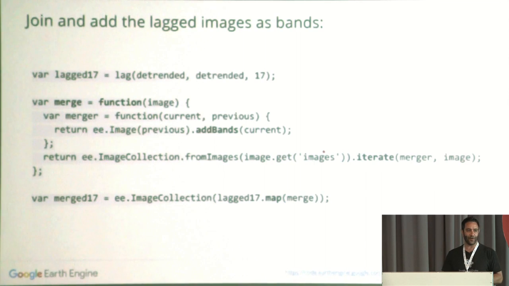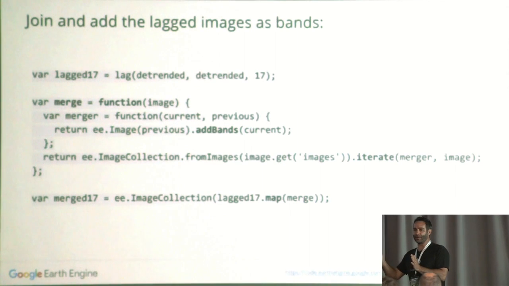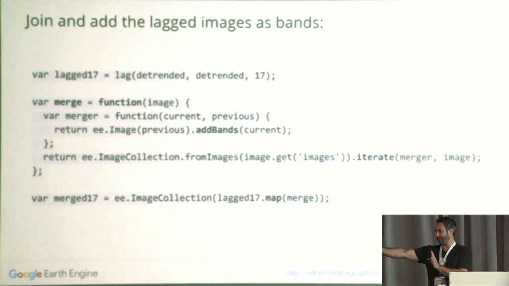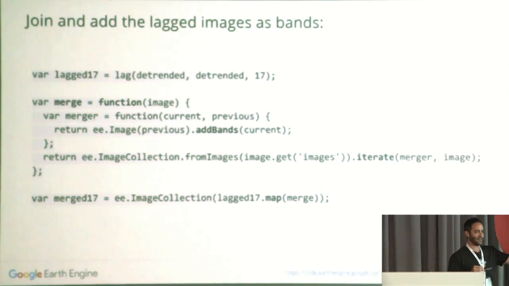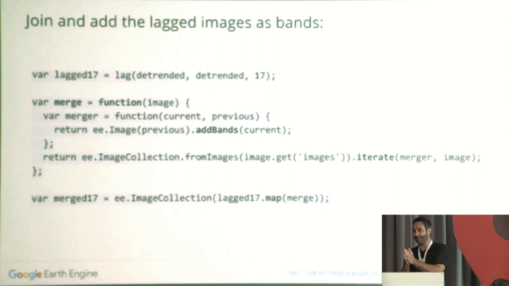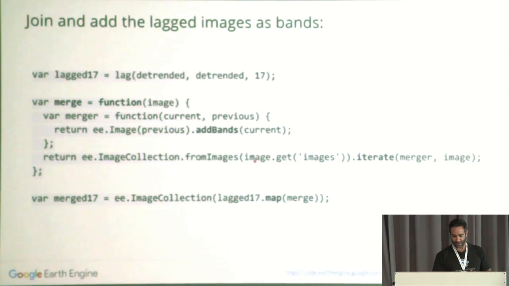Okay? So let's break down what this is doing. Every image in the collection stores a property called images. That images has a list of the previous images. So it's got a list of the t-1, t-2, up to t-L images. We want all the bands of the images in that list of t-L images to be put into the image at time t. And that's the purpose of doing all this: we are going to add bands of everything in this list to this image.